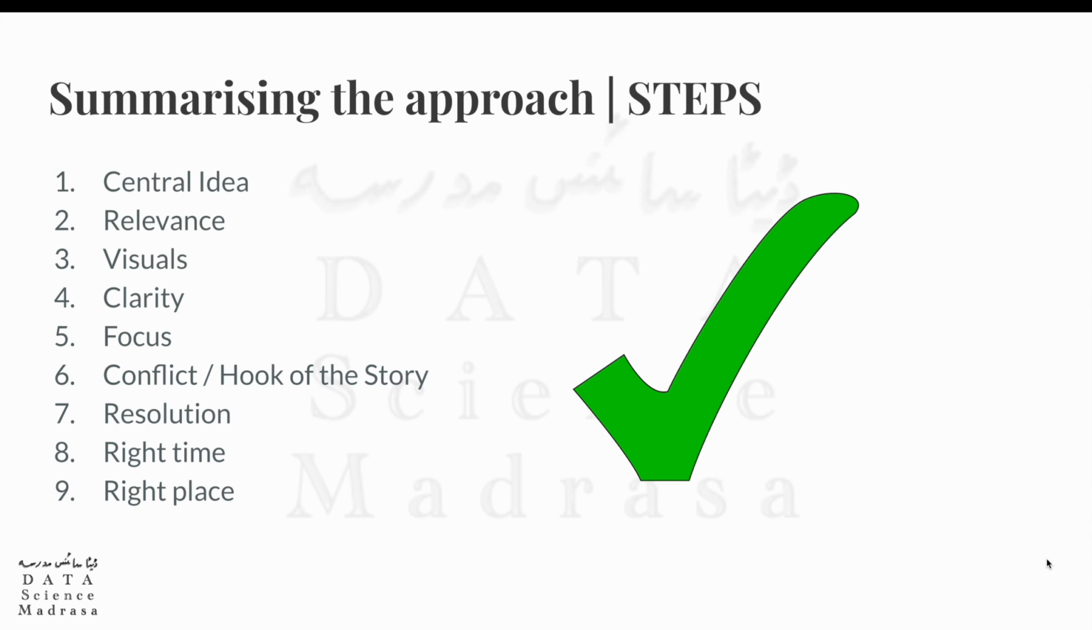So in summary, the steps of our storytelling approach are 9 in total. You have a central idea, the theme of the story; relevance, is it related to the audience; visuals, selecting the right ones; clarity, no clutter, no tangential peripheral information; focus, focusing the visuals and the evidence on the central idea; bringing conflict, that's the hook of the story; the climax; resolution of that conflict; selecting the right time and the right place.